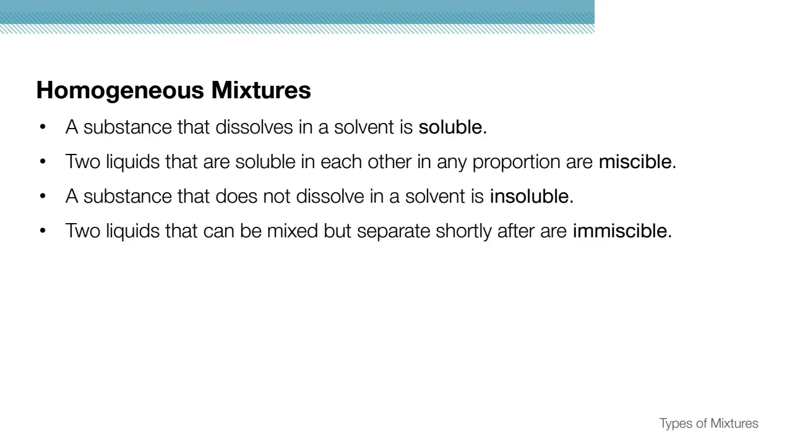So, when talking about homogeneous mixtures, if a substance dissolves in a solvent, like our salt, we would call it soluble. When two liquids are soluble in each other, meaning that the particles of one liquid can completely saturate the particles of another one, and vice versa, we call that miscible. When a substance cannot dissolve in a solvent, we call it insoluble. And when the same thing happens with two liquids, like you can separate them, we call that immiscible.